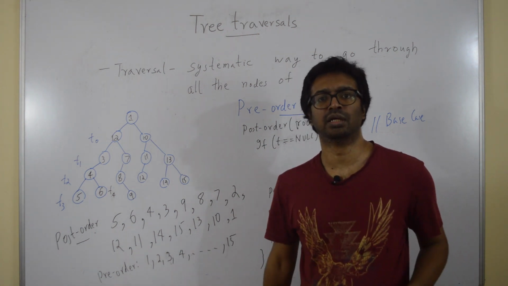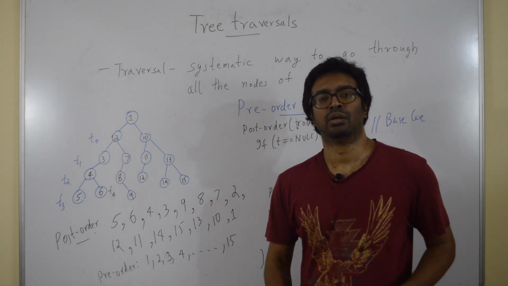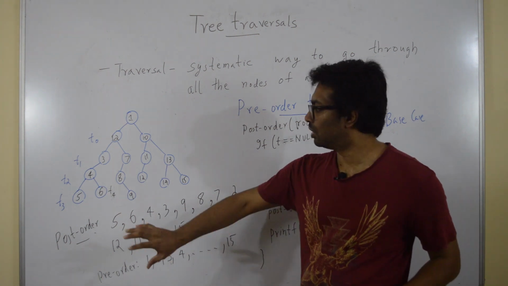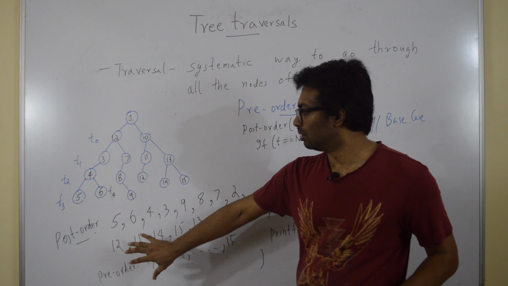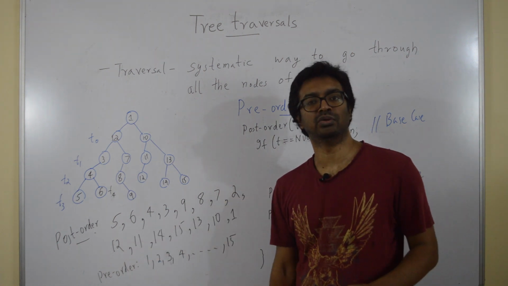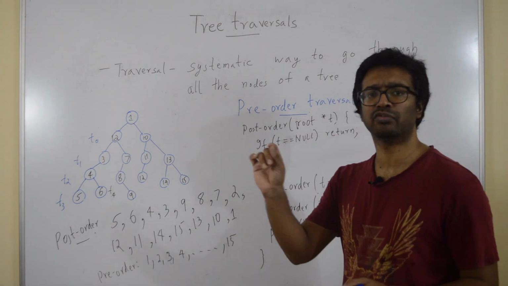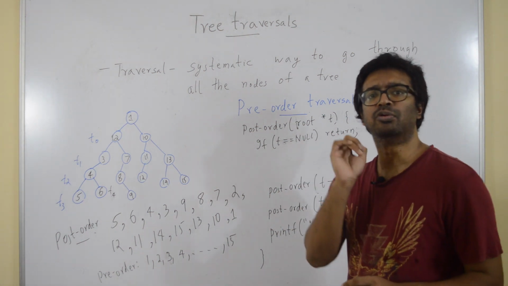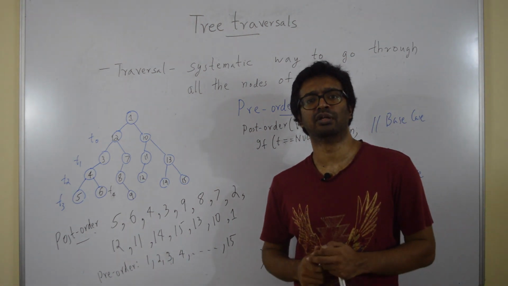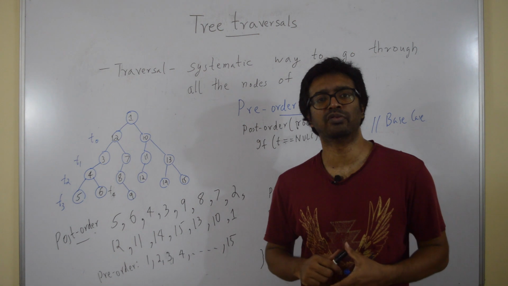Few things. I give you a post order traversal, just some sequence of numbers, and I tell you that it's a post order traversal of a tree. Which is the value of the root?